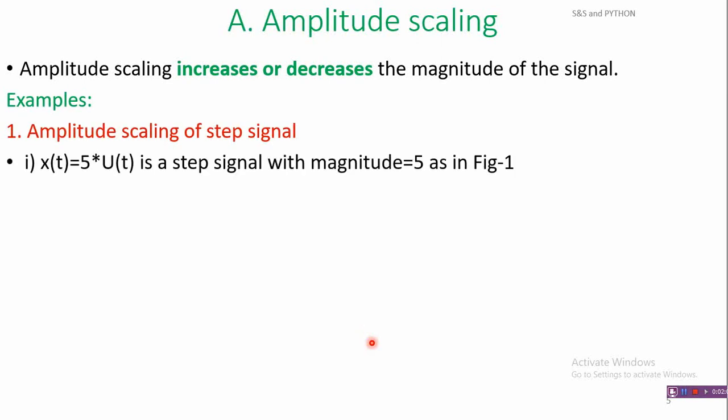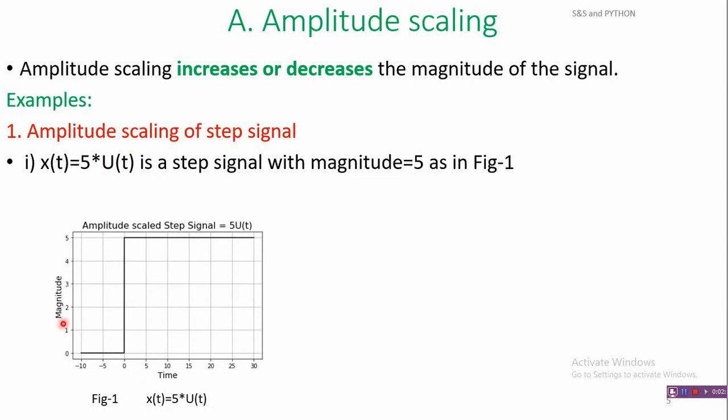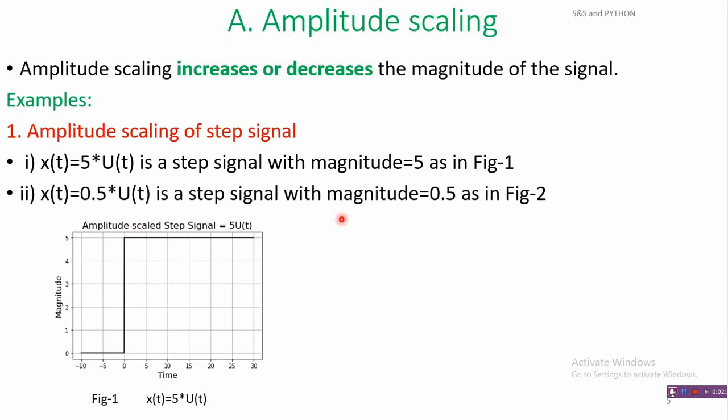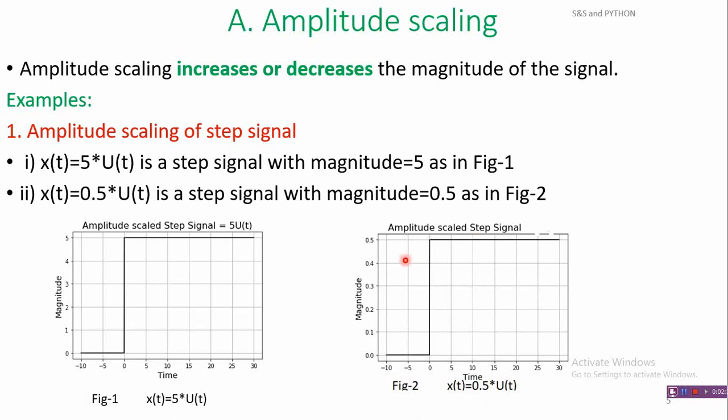Let us take an example of x(t) = 5 u(t), where u(t) is a unit step signal. When it is multiplied by 5, it results in a step signal of strength 5, as shown in this figure. At t = 0, it changes from 0 to 5, and thereon it remains at 5. And if the factor is less than 1, it gets reduced, as in the case x(t) = 0.5 u(t), shown here. The magnitude of the unit step function u(t) is reduced from 1 to 0.5. This is the amplitude scaling of the step signal.